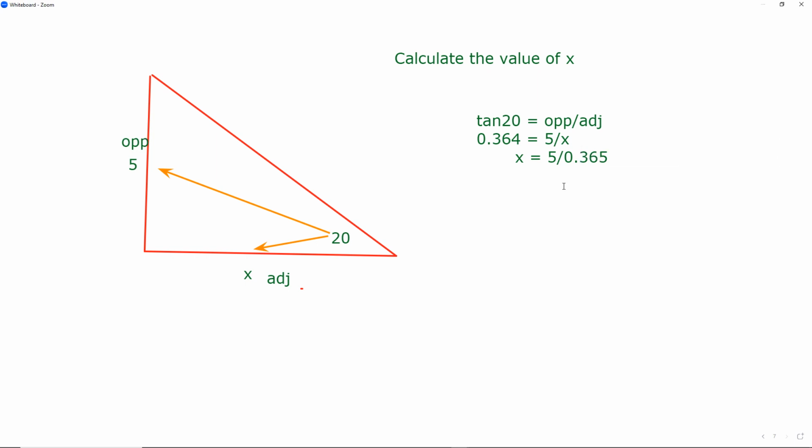Okay. All right, so then 5 divides into that. And now we put in a calculation. Press the fraction button. 5 divided by 0.365. And it comes to 13.69 or 13.7. X is equal to 13.7. And we don't really have units here, meters, so we'll just put units as that for that.